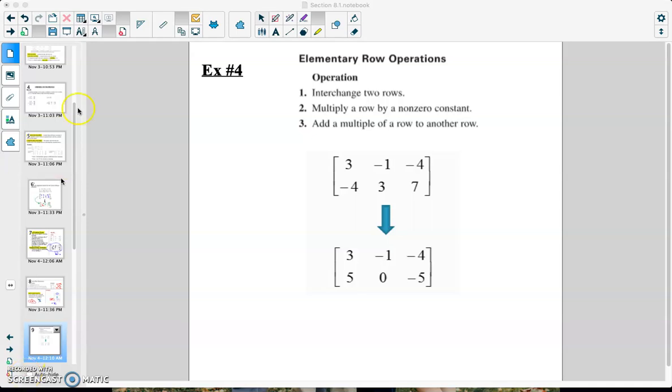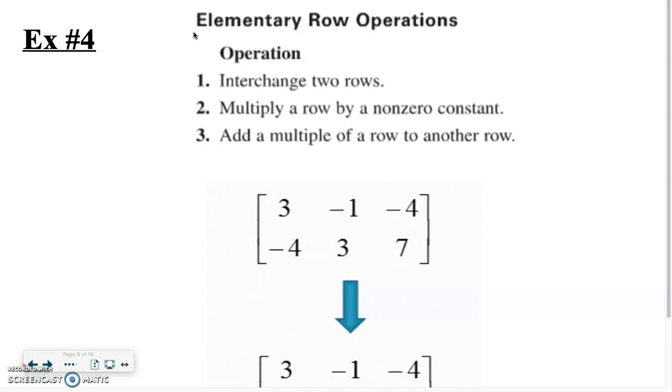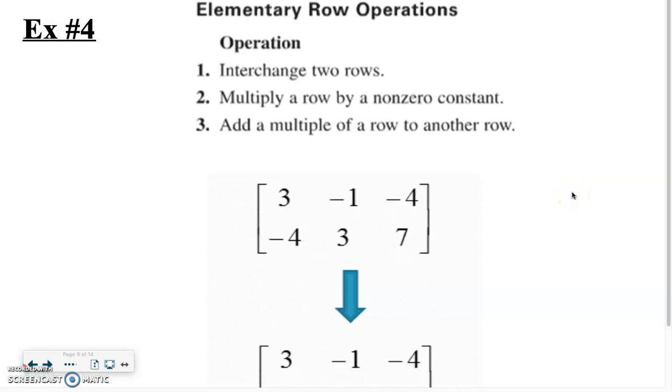All right, so guys, next up, example number 4. So we've got the elementary row operations up there again. We just want you to see, as a reminder, I guess, what it is that we're going to be attempting to pull off. Hopefully this one isn't too horrible, but we are taking a step to the next level for sure.